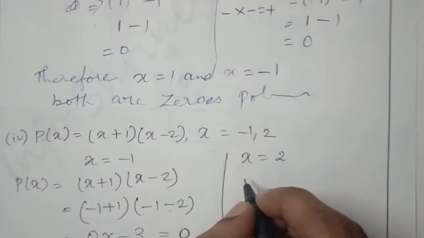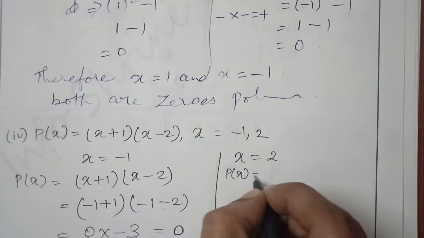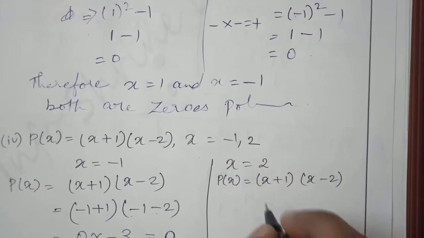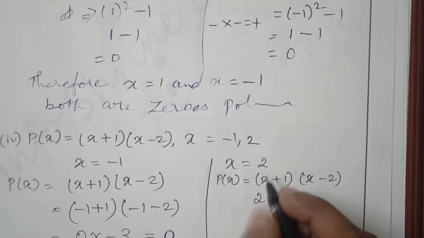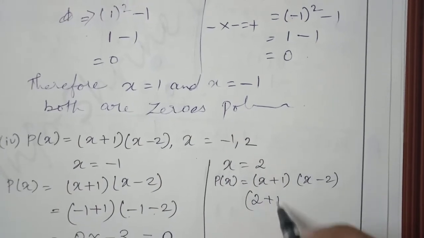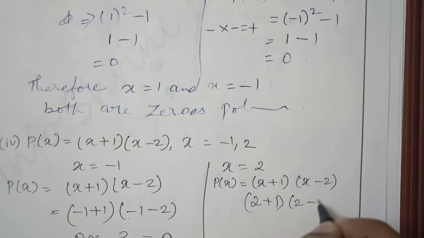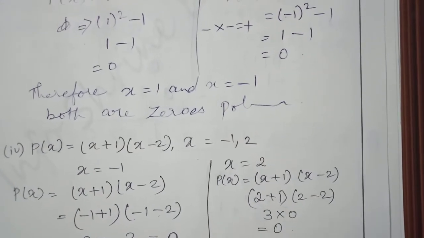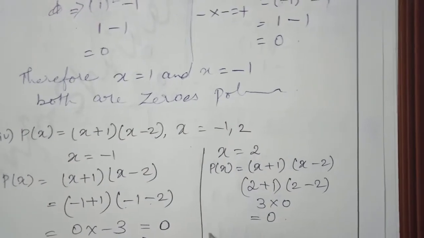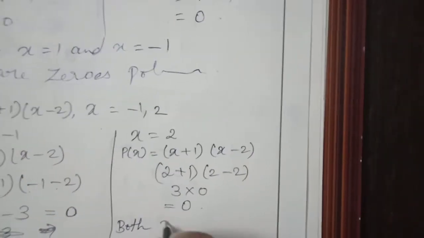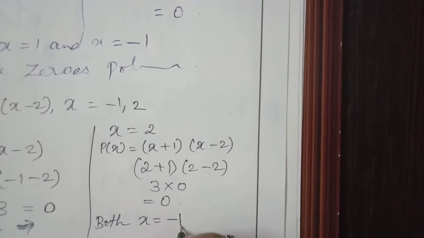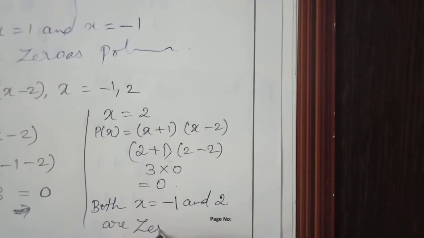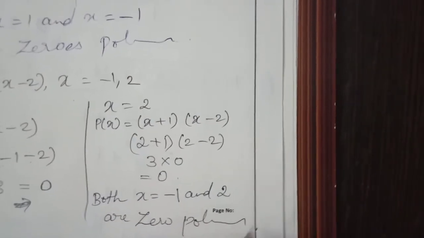Now x is equal to 2. So p of x is equal to x plus 1 into x minus 2. Therefore 2 plus 1, because we have x is equal to 2, 2 minus 2. So that is 3 into 0. Anything into 0 is 0. So both x is equal to 1 minus 1 and 2 are 0 polynomials.